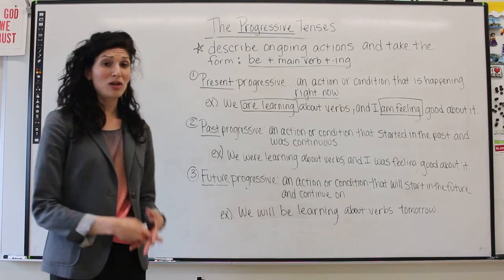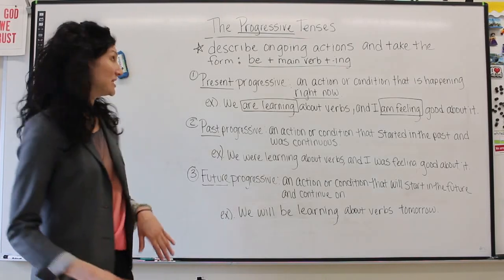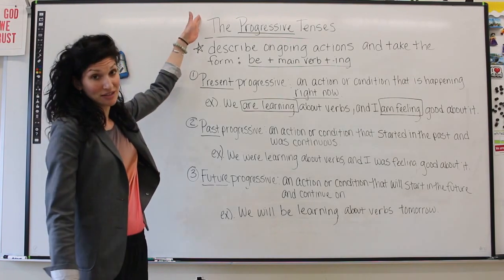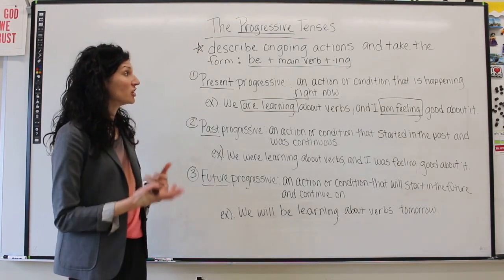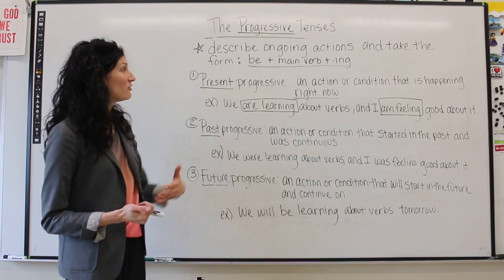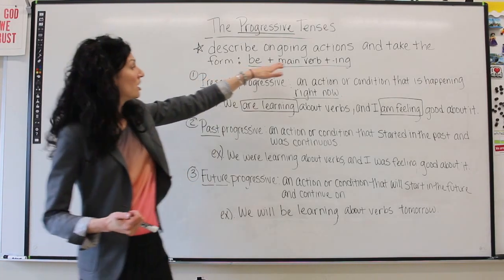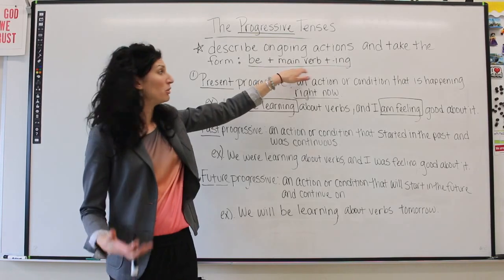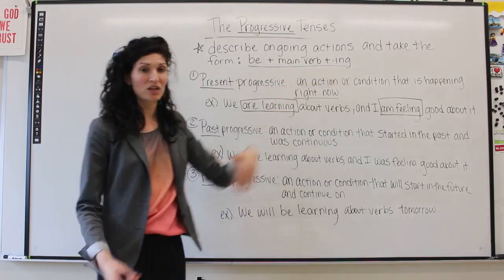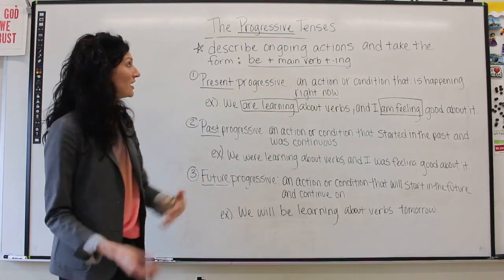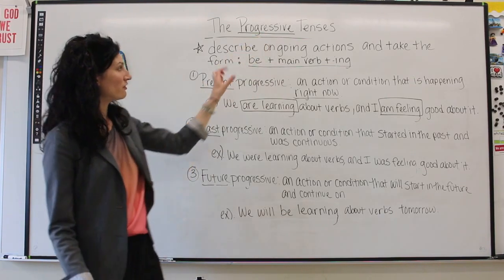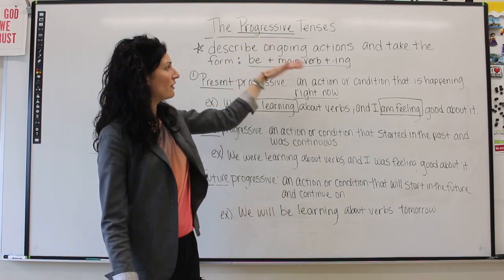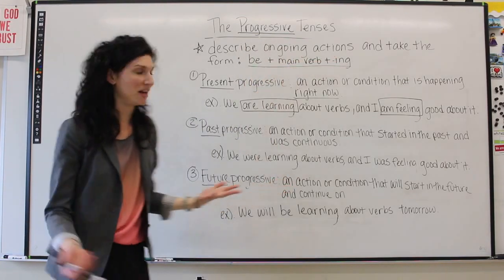Okay, so now that we've already talked about the three simple tenses, let's move on to the progressive tenses. The progressive tenses basically describe ongoing actions and take the form of be plus the main verb with an ing ending. So essentially, you can identify a progressive tense by seeing if you can find the word be followed by a verb with an ing ending.